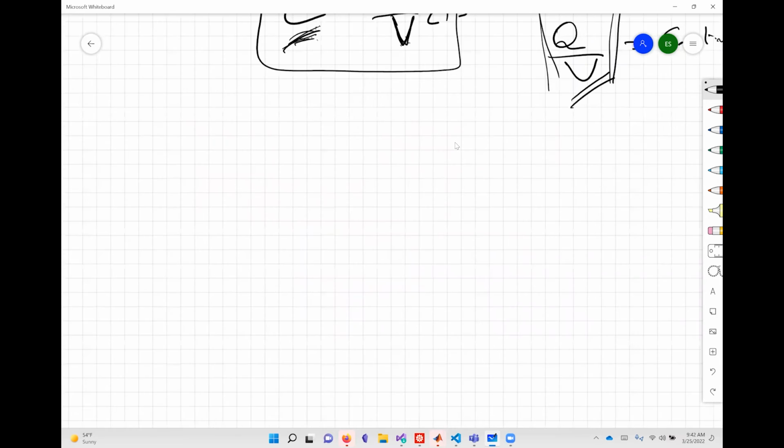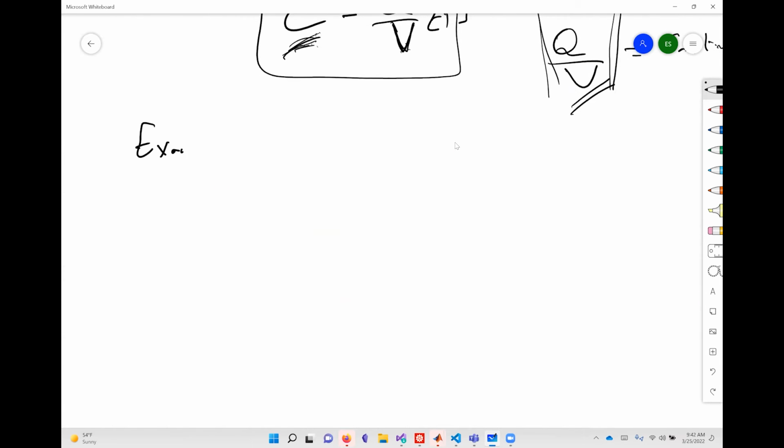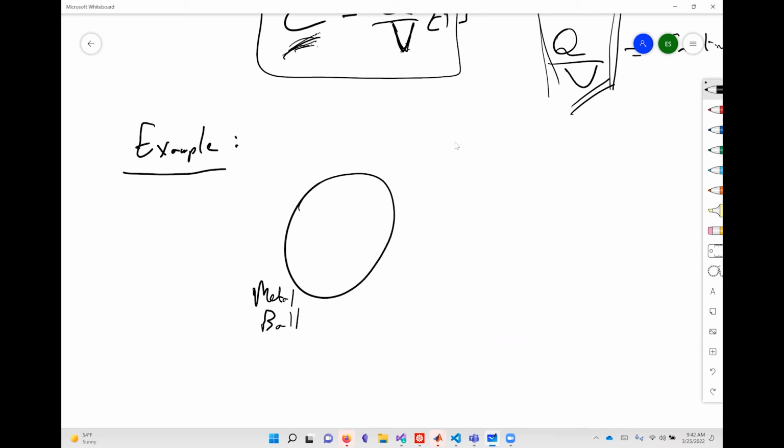So let's go and take an example of different structures. Let's say our structure is just a metal ball. Does it make sense to talk about capacitance of a metal ball? So we put some charge on it, right? Yeah, it does, because we have the voltage at infinity. We have V infinity equals 0, right?